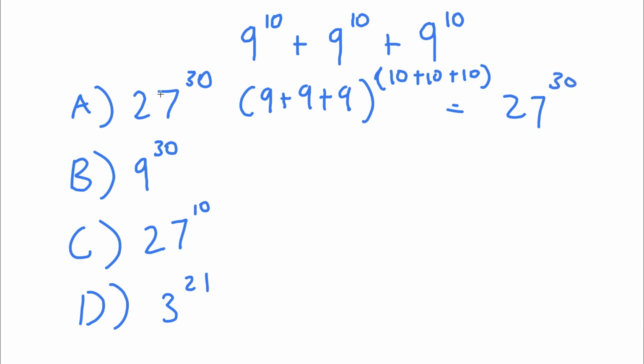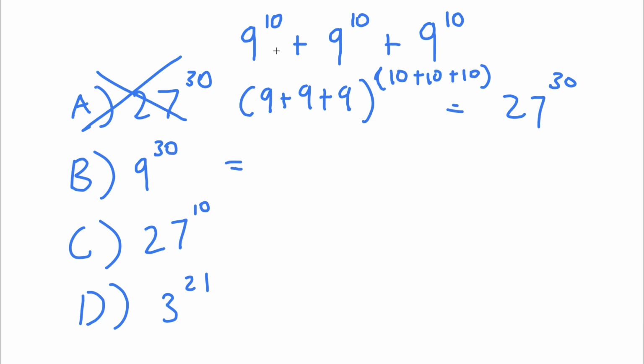So you get 27 to the power of 30. And this is actually the wrong way of doing it, because you can't add the bases and exponents like that. That's the wrong way. So now the next answer choice is 9 to the power of 30.